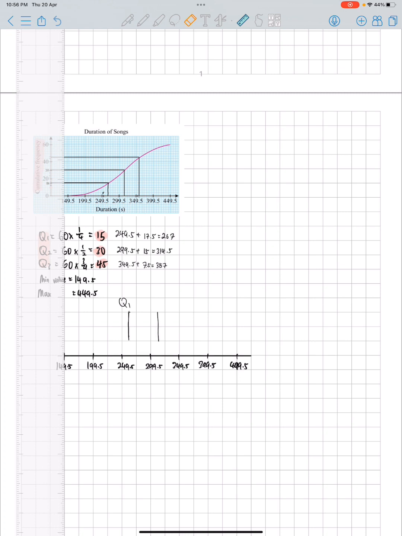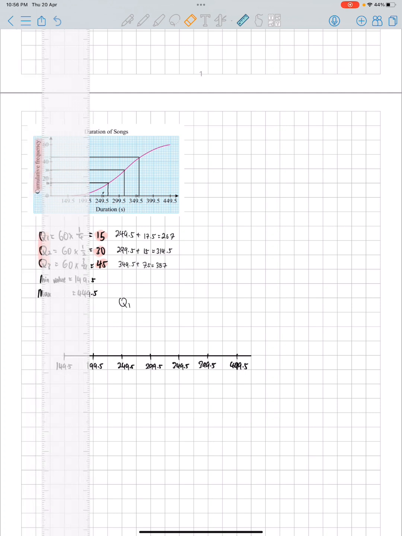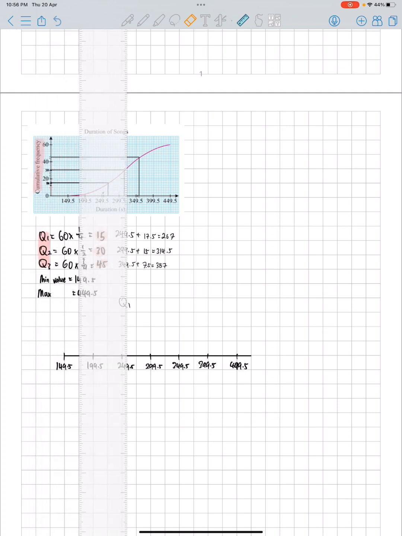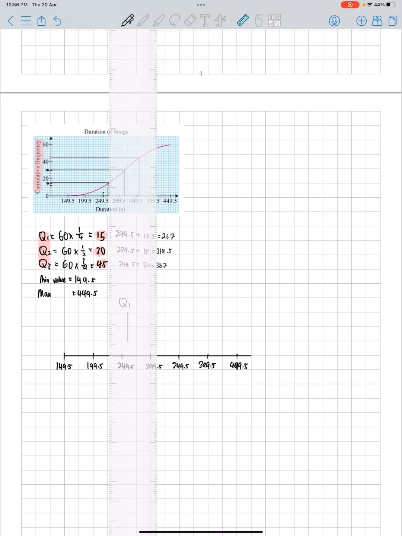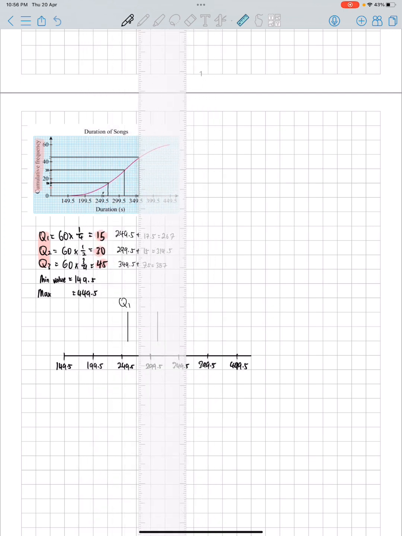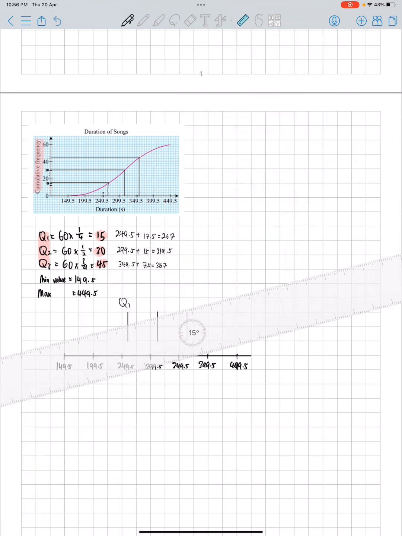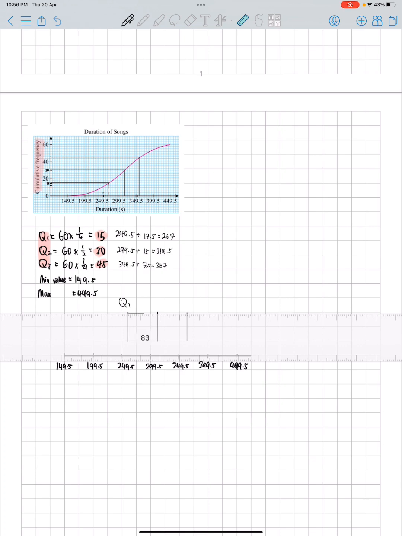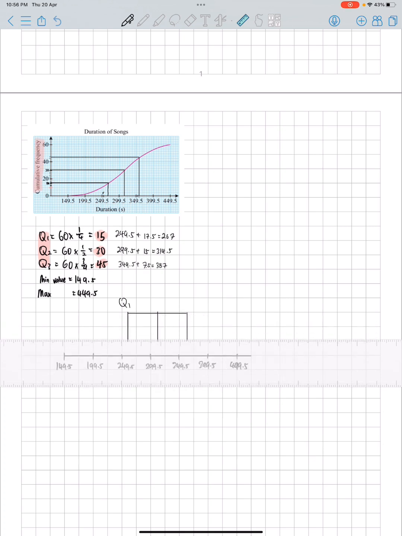Actually, it's easier to use a ruler. So bring a ruler to class and exam, guys. 314.5, I just estimate it. And 357. So this is your Q1, Q2 and Q3.